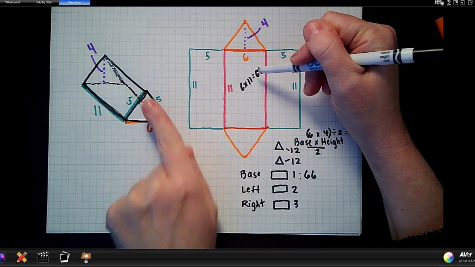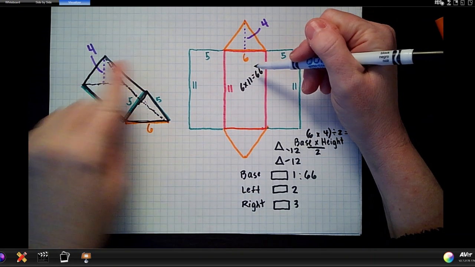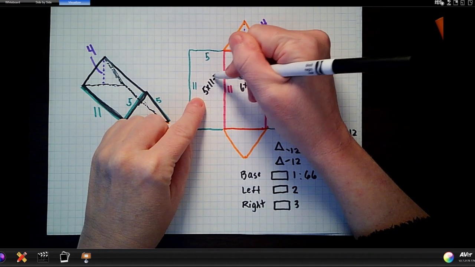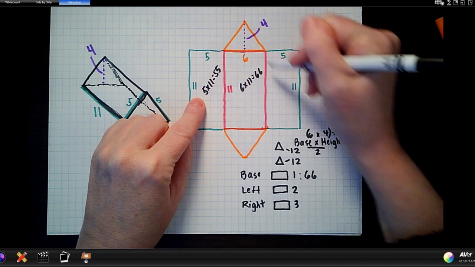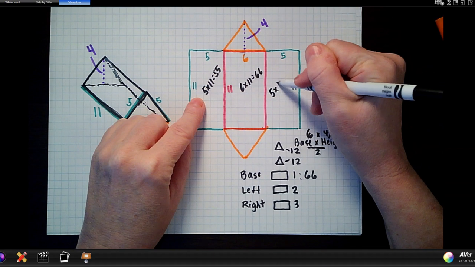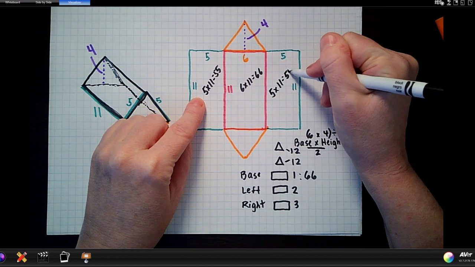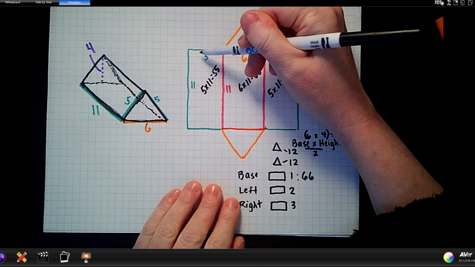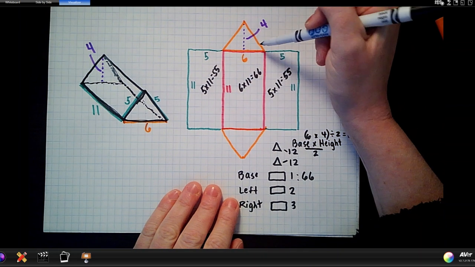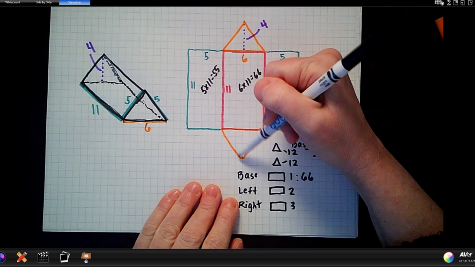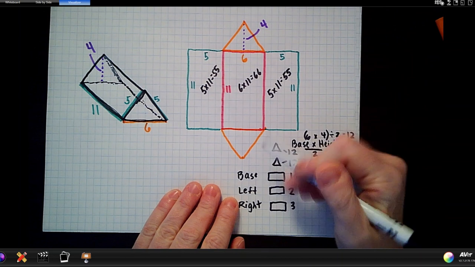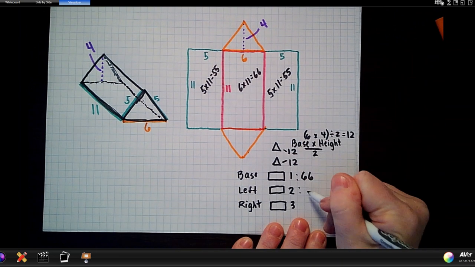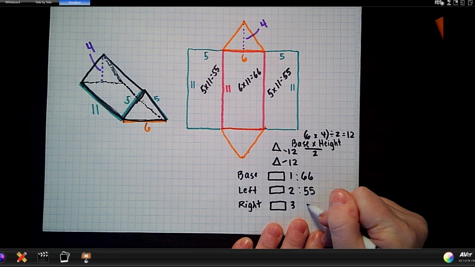Now I'm going to do the sides, the roofs, like the side slants. 5 times 11, which is 55. And I have another one, the exact same one here. And again, if I were to fold this up, these sides would line up with the sides of my triangle. See that? The 5 and the 5, the 5 and the 5. It's this right here. Okay, so we have 55 and we have 55.